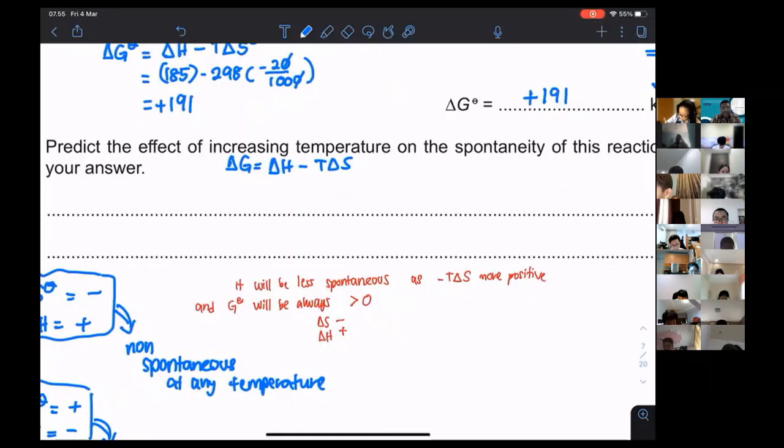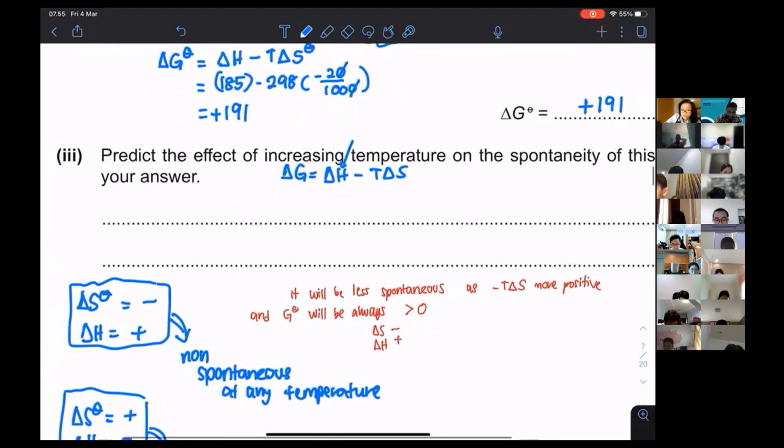So when you have increasing temperature, do remember your delta H, which they have given, is going to be positive. When the temperature is increased, we know the delta S is negative. Negative and negative is going to be positive. So if you increase that, the value of the Gibbs free energy is definitely going to be positive.